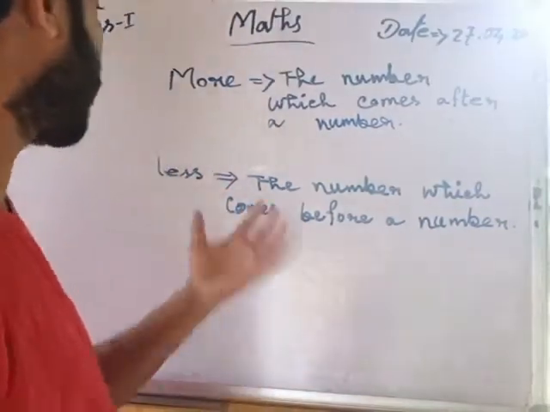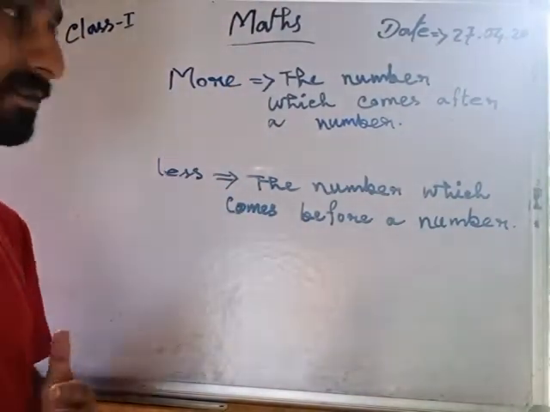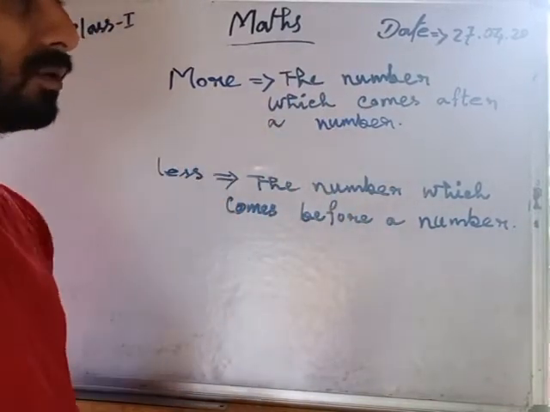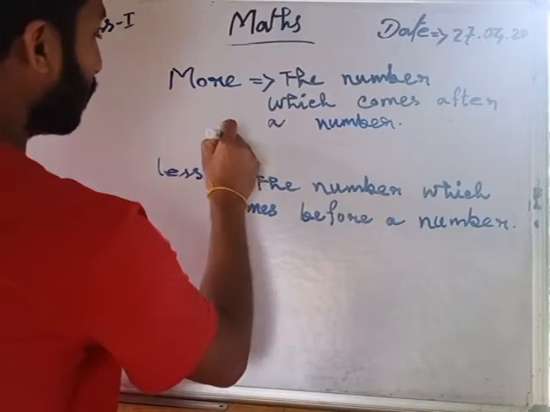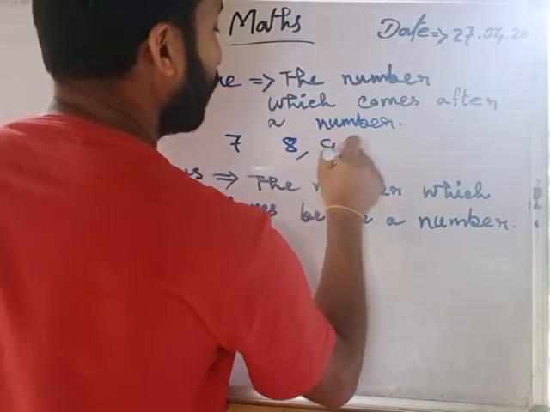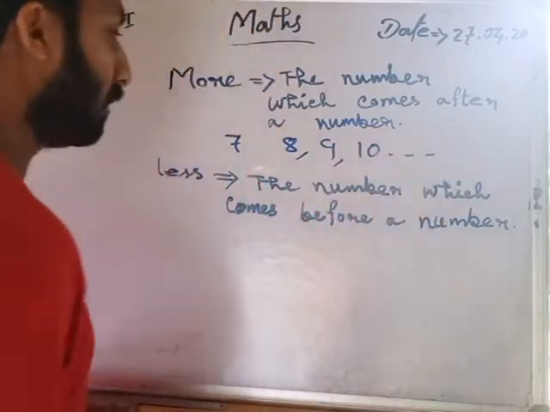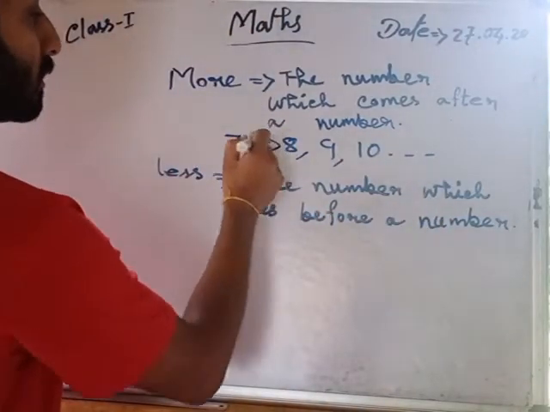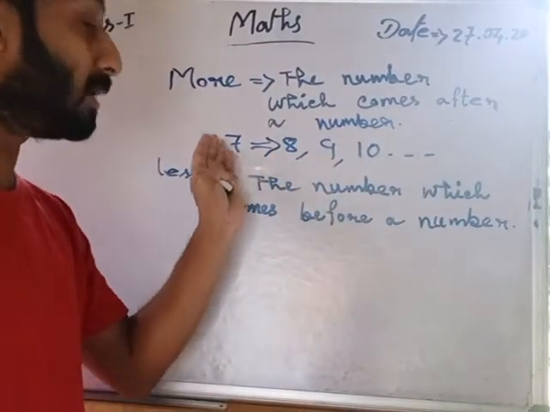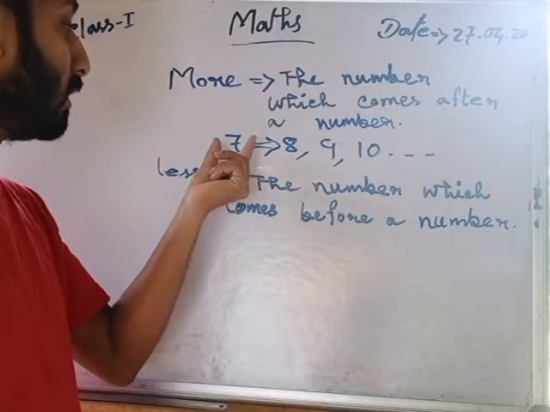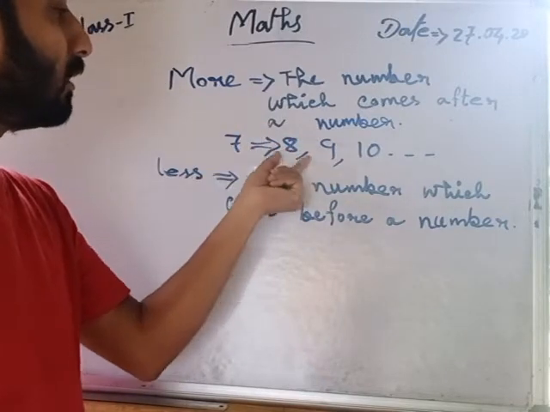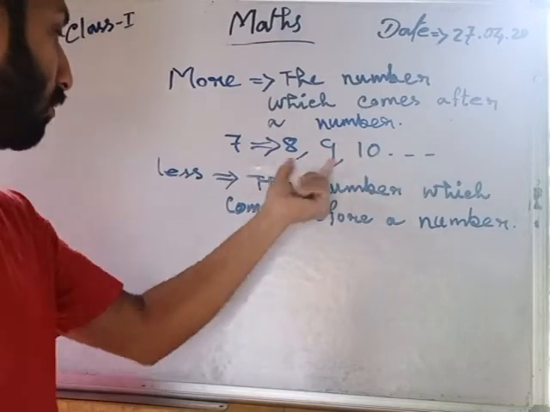Today I will discuss what is more and what is less. The number which comes after a number is called the more. That means addition. Suppose it is 7. More than 7 is 8, 9, 10, 11, 12, and so on. That means after the number. The number which comes after a number is called more than or more.